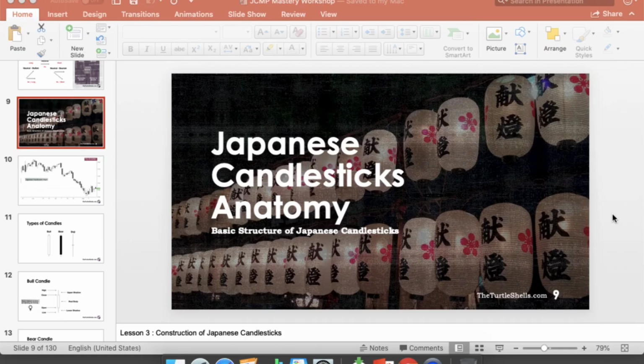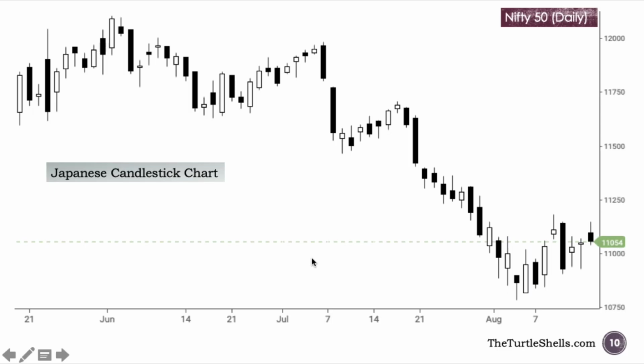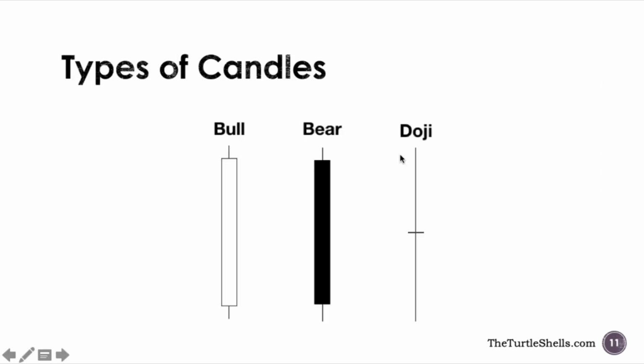Alright, so now let us have a look at the Japanese candlestick anatomy. How exactly is a Japanese candlestick created? Let's look at the basic structure. On this chart, you will notice that there is a black candle, there is a white candle, and there is a candle which is very small like this. So there are basically three types of candles: the bull candle, the bear candle, and the doji candle.